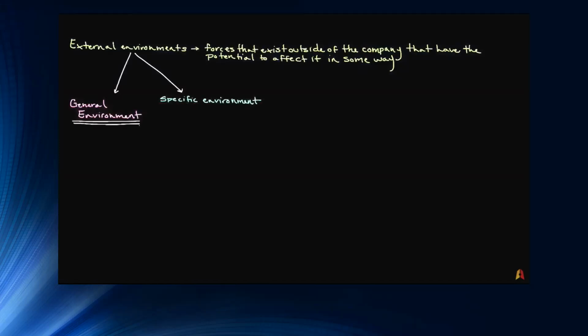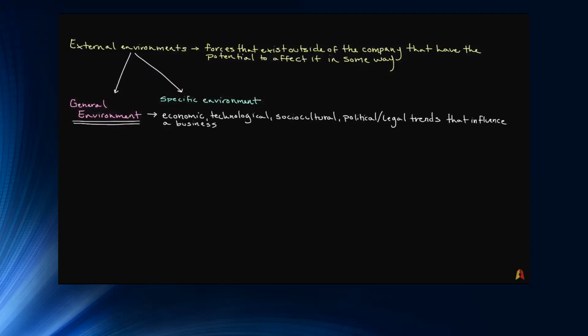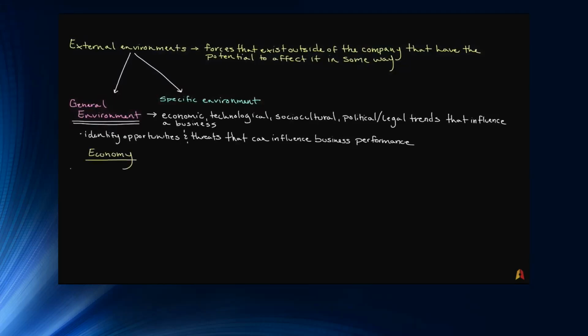The general environment consists of the economic, technological, sociocultural, and political and legal trends that influence a business. By looking into each of these areas, business managers are able to identify possible opportunities and threats that can influence the performance of the business. The first element of the general environment is the economy. In this area, our focus is on evaluating the state of the economy in the countries where the business operates.